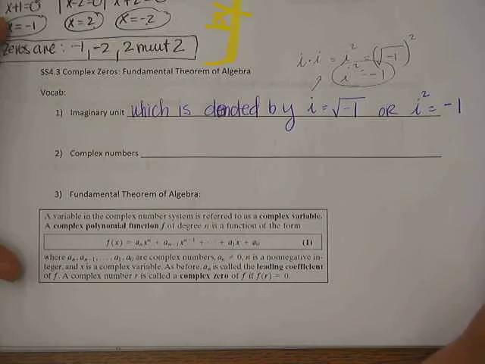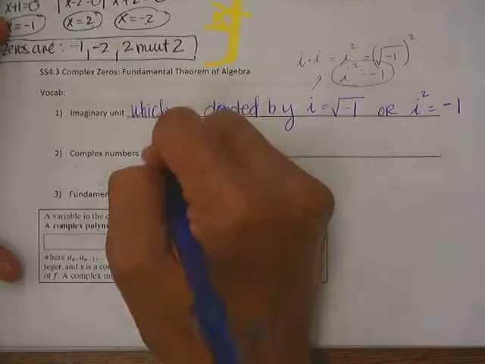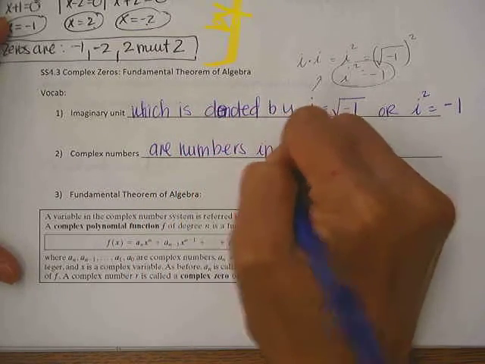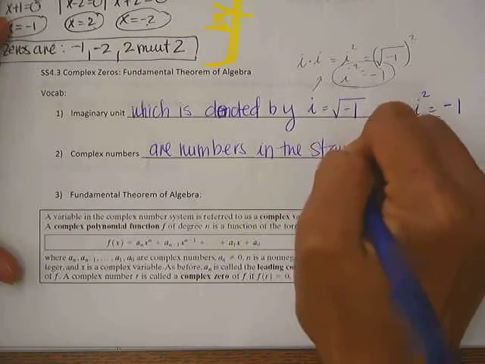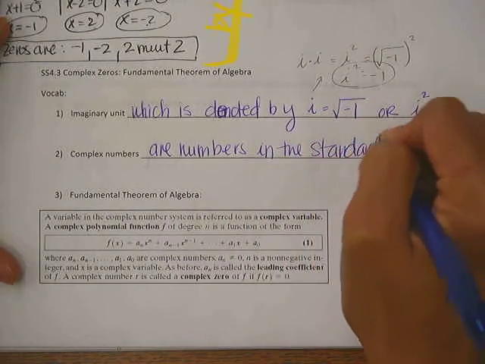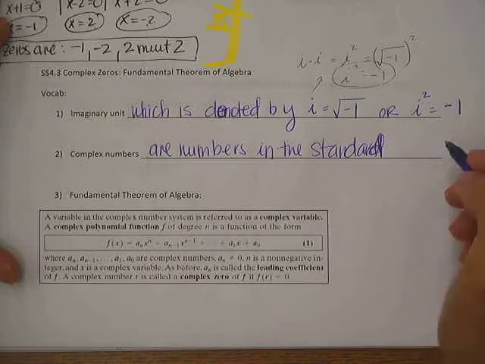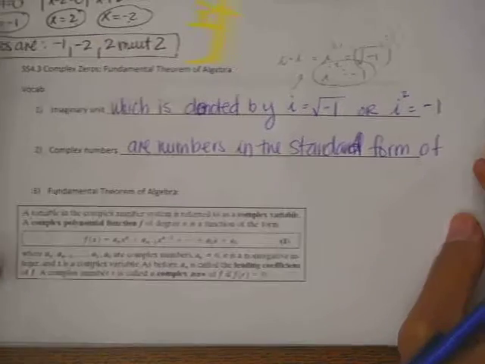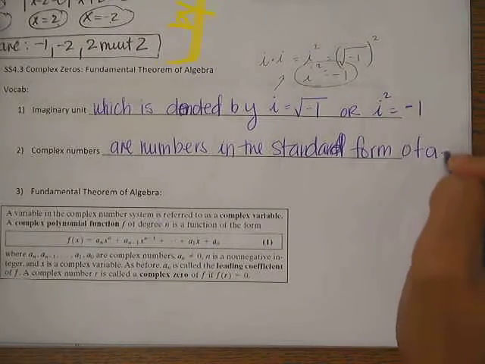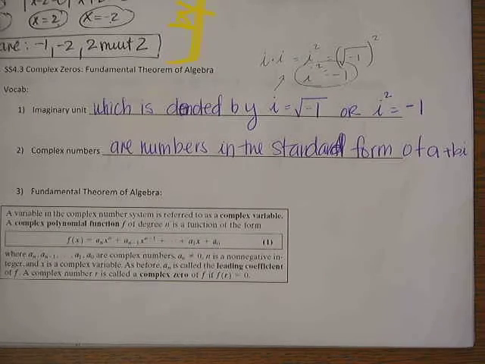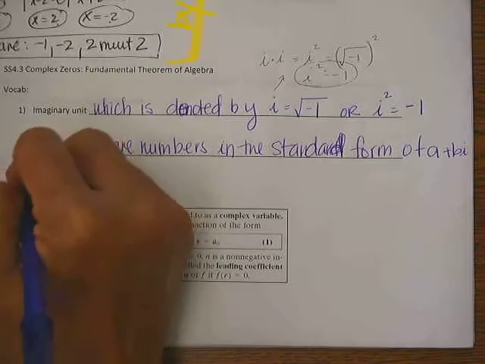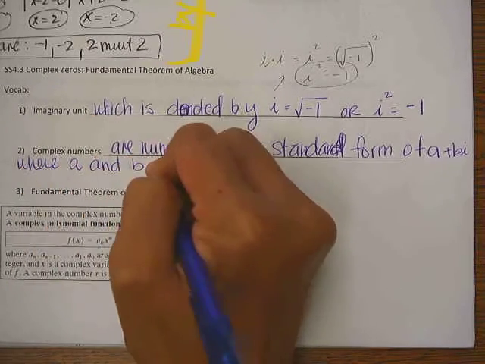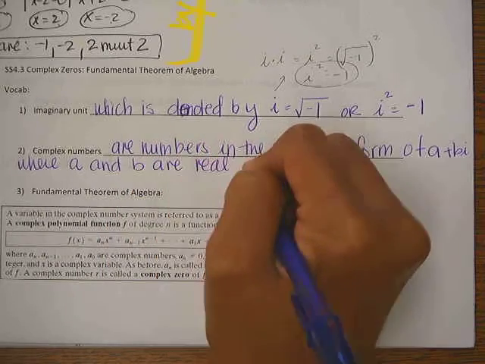Now, complex numbers are numbers in the standard form of a plus bi, where a and b are real numbers.